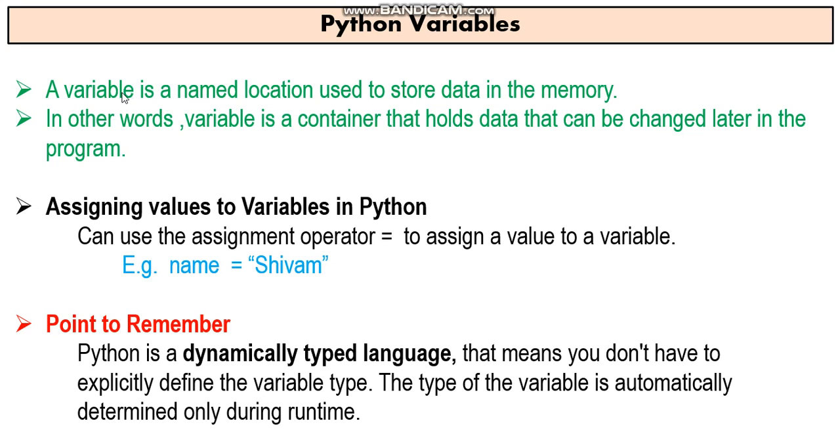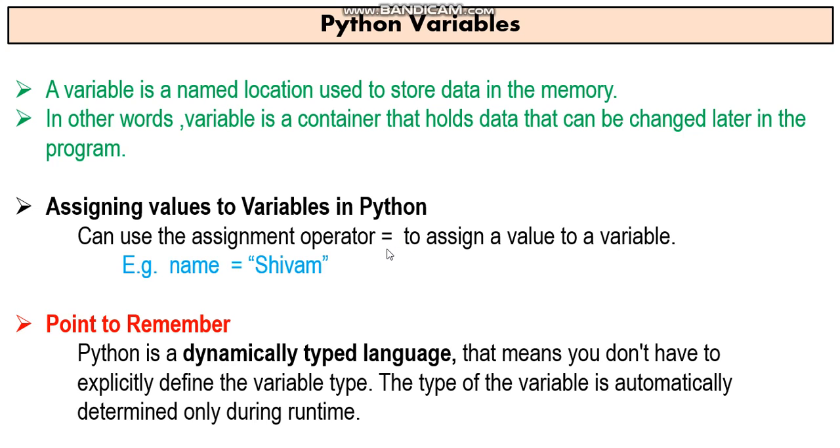To understand the concept of a variable, basically a variable is a named location used to store data in the memory. In other words, a variable is a container that holds data that can be changed later in the program. To give you a practical example, you can see I have declared a variable with the name, whose value is Shivam. So name is a variable here which holds the value Shivam. You can use the assignment operator to assign a value to a variable.